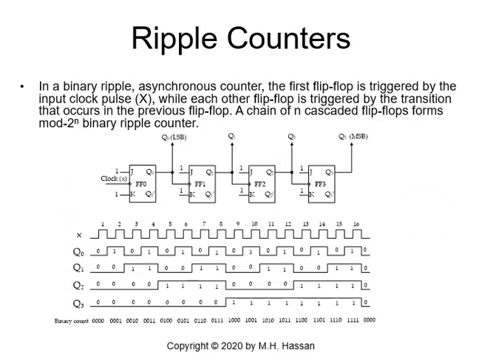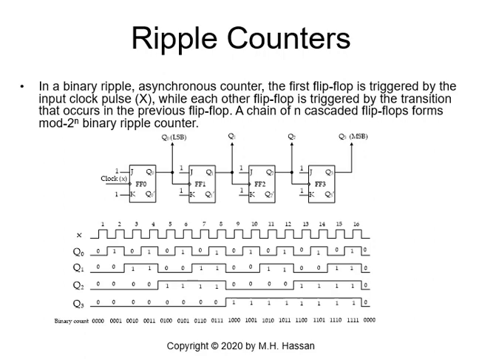In a ripple asynchronous counter, the first flip-flop is triggered by the input clock pulse X, while each other flip-flop is triggered by the transition that occurs in the previous flip-flop. A chain of cascaded flip-flops forms a mod 2 to the power n binary ripple counter.